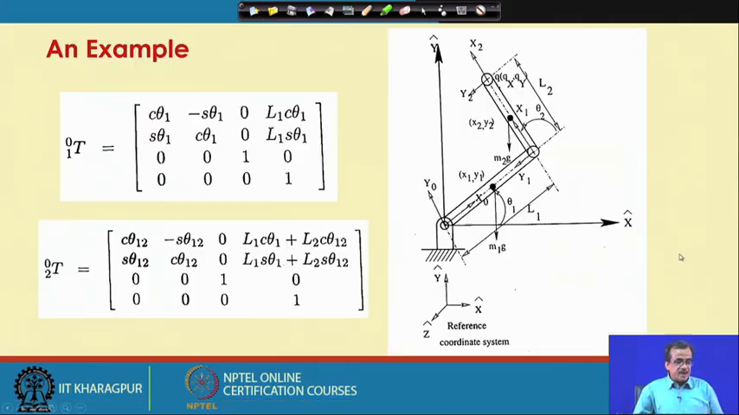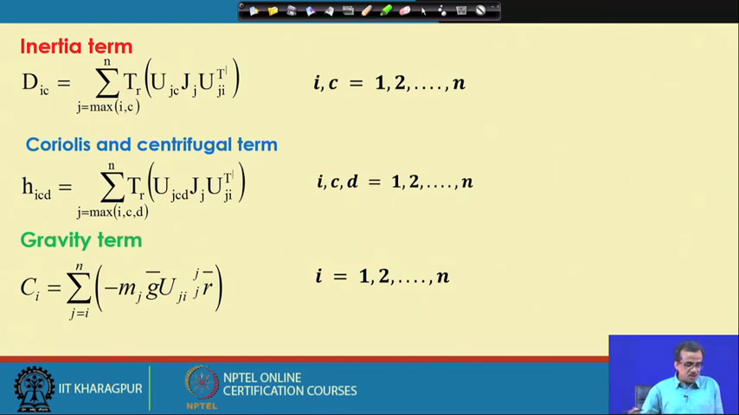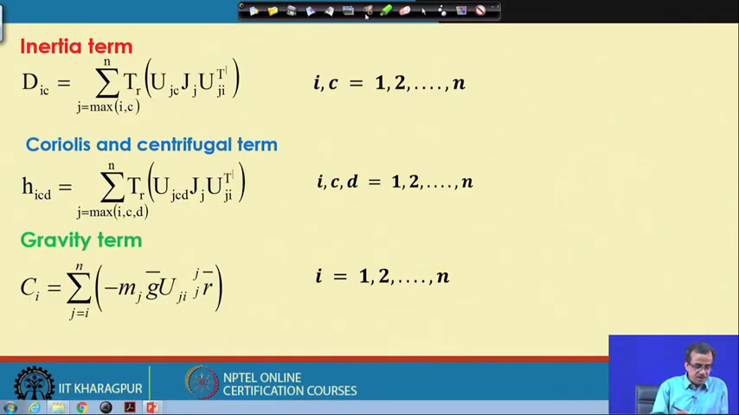Now, to determine the gravity terms, I am just going back to this particular expression, and let us try to find out the expression for C 1 and C 2 from here. So, this is C i. Let me first find the expression for C 1. So, i equals 1, that is, j equals 1 to 2. So, there will be 2 such terms.